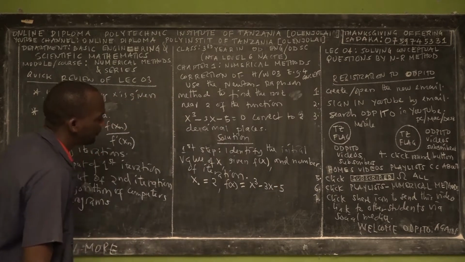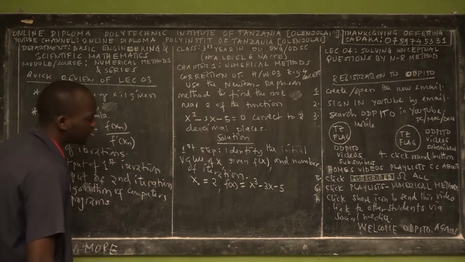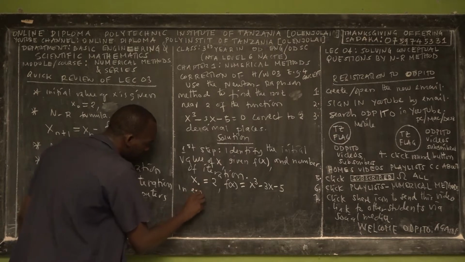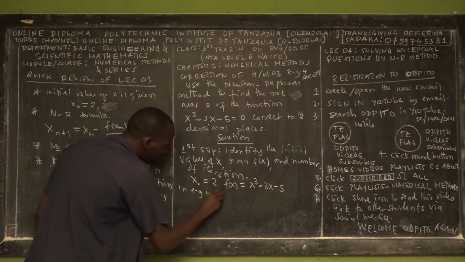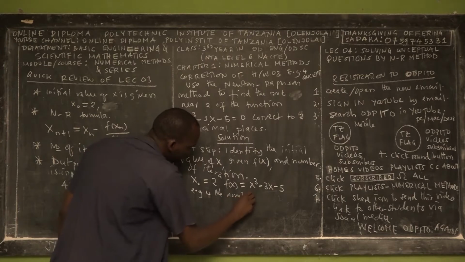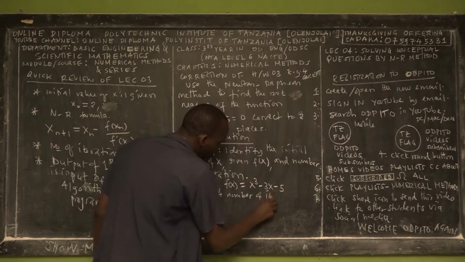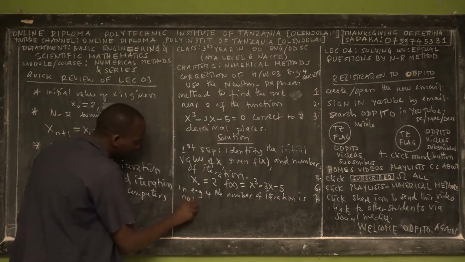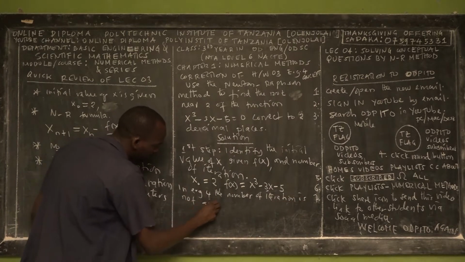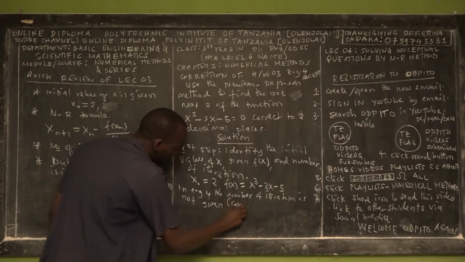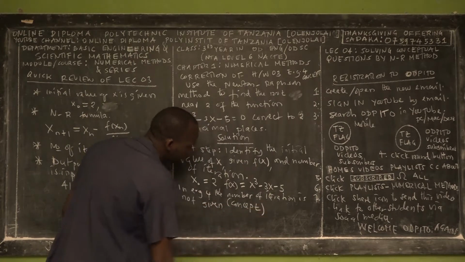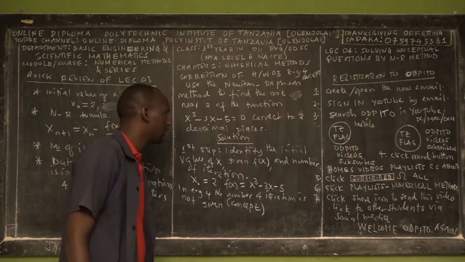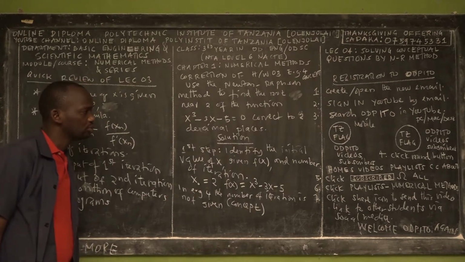That's the function. But again, you need to know the number of iterations. In example 4, the number of iterations is not given. So here it's a concept: how many iterations are you going to do in order to find the actual response?